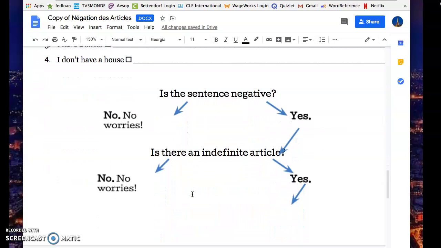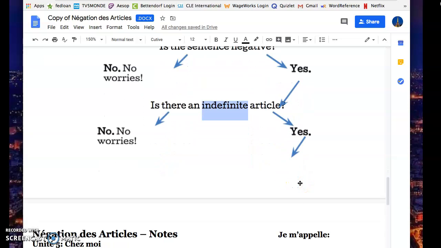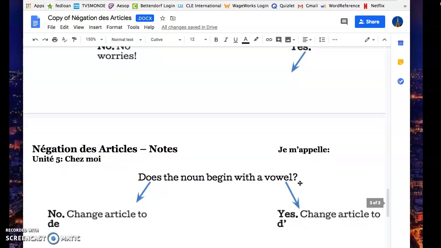These are the questions you need to be asking yourself when you're trying to do this grammar concept. First of all, is the sentence negative? If it's not a negative sentence, like, we don't care. You don't have anything to worry about it. So no worries. Yes? Okay, we need to move on to our second question. Is there an indefinite article? Un, une, or des? If there is, then we have to go on to our next question.